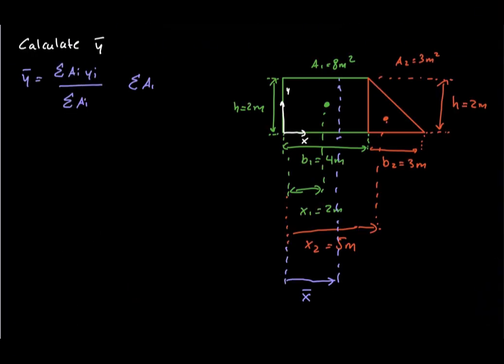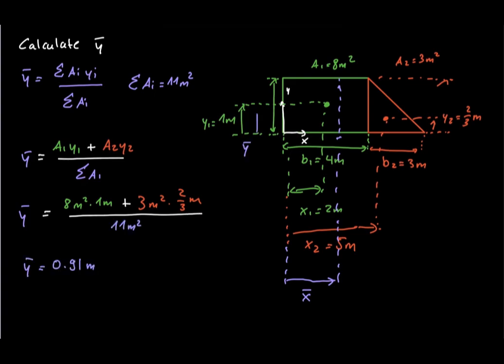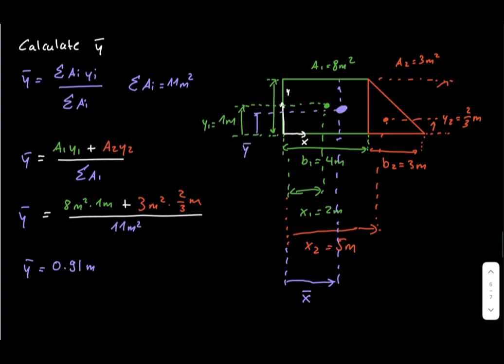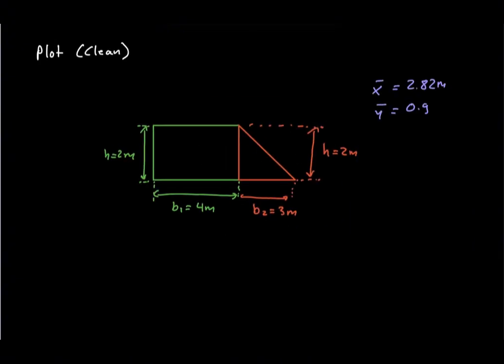We do exactly the same thing in the vertical direction. The rectangle contributes 8 times 1. The triangle contributes 3 times 2/3. Adding these contributions and dividing by the total area gives approximately 0.91 meters. So the centroid of the complete plate is located 2.82 meters from the left edge and 0.91 meters above the bottom edge. Now we should always perform a quick physical check.